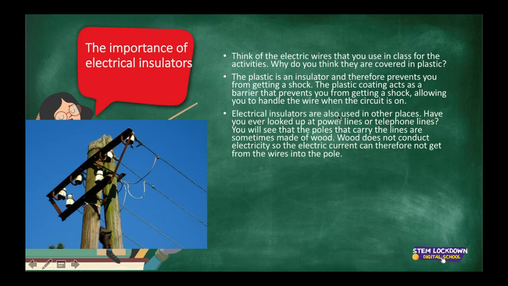Electrical insulators are also used in other places. Have you ever looked at power lines or telephone lines? You will see that the poles that carry the lines are sometimes made of wood. Wood does not conduct electricity, so the electric current can therefore not get from the wires into the pole. So we're slowly coming to your answer, Mahlodi, very slowly. You'll see the answer coming shortly.